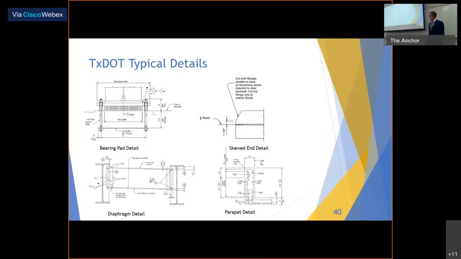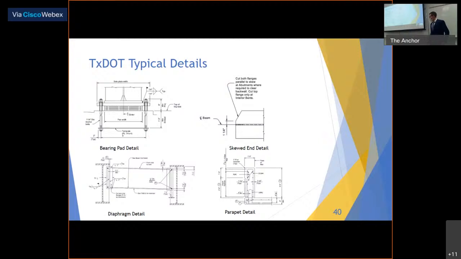As you can see in the top left, we have a bearing pad detail. We would need 14 total bearing pads, one for each end of each beam. And then we also specified a skewed end detail, which would be used for the two end beams that are skewed to reduce the overhang. We have a diaphragm detail. These would likely go on the ends of the bridge in between the beams to resist any lateral forces that are acting on the bridge.